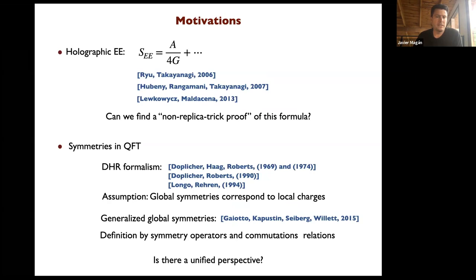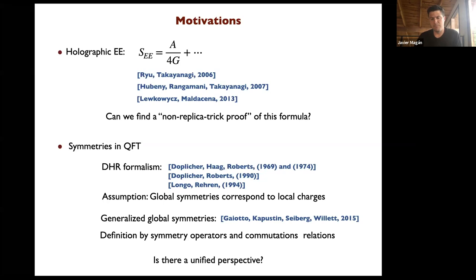So typically, symmetries in QFT are defined based on a Lagrangian formulation, and this definition is thus confined to weak coupling regimes. Now, leaving aside space-time symmetries, there are two important exceptions to this rule. One is the DHR approach to global symmetries in the context of algebraic quantum field theory, and the other is the more recent approach to generalized global symmetries. In this context, we were motivated to find a unified perspective that was able to add up the advantages of each approach and eliminate the disadvantages.